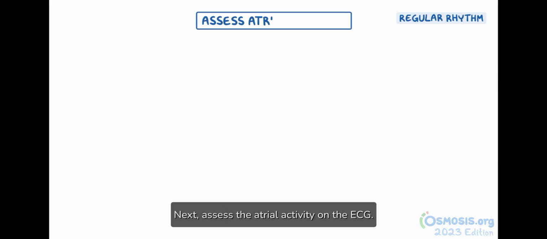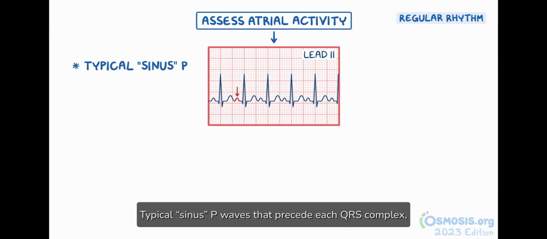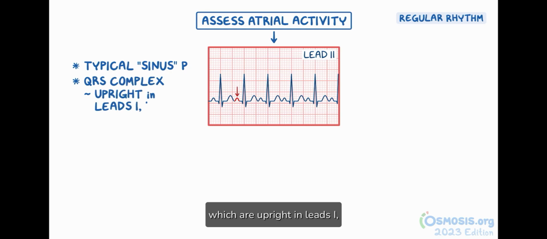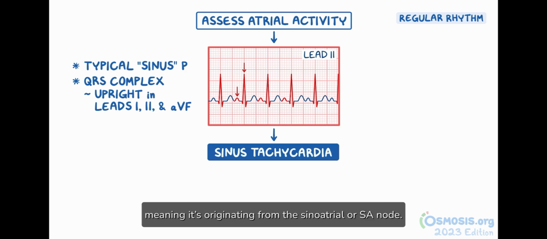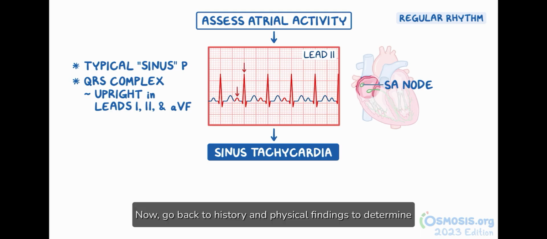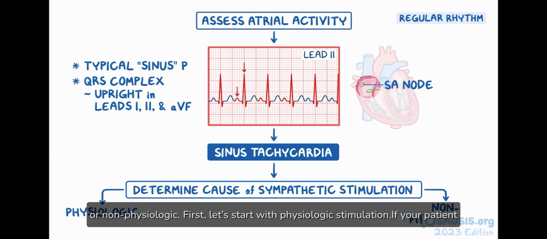Next, assess the atrial activity on the ECG. Typical sinus P waves that precede each QRS complex, which are upright in leads 1, 2, and AVF, are suggestive of sinus tachycardia, meaning it's originating from the sinoatrial or SA node. Now, go back to history and physical findings to determine the cause of sympathetic stimulation, which can be either physiologic or non-physiologic.